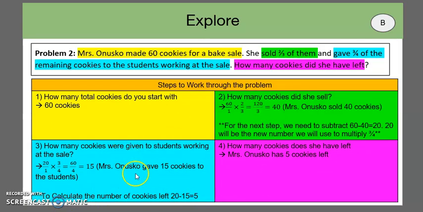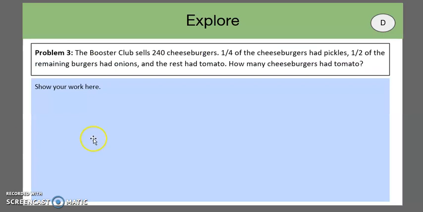And by modeling this, we see that we can provide students a visual on how to work through this problem step by step. We're going to go through another example. In this example, the Booster Club sells 240 cheeseburgers. 1/4 of the cheeseburgers had pickles, 1/2 of the remaining burgers had onions, and the rest had tomato. How many cheeseburgers had tomato?